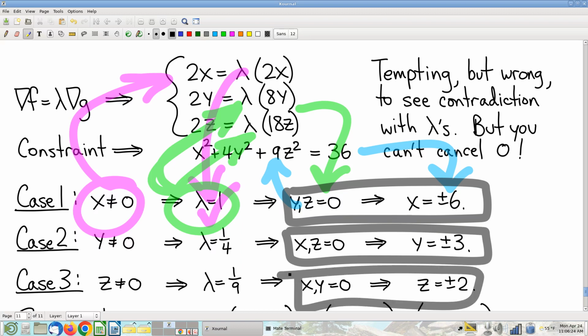So if you play too fast and loose with zeros and algebra, dividing by zeros, you're going to miss a lot of critical points. So please be careful with that.